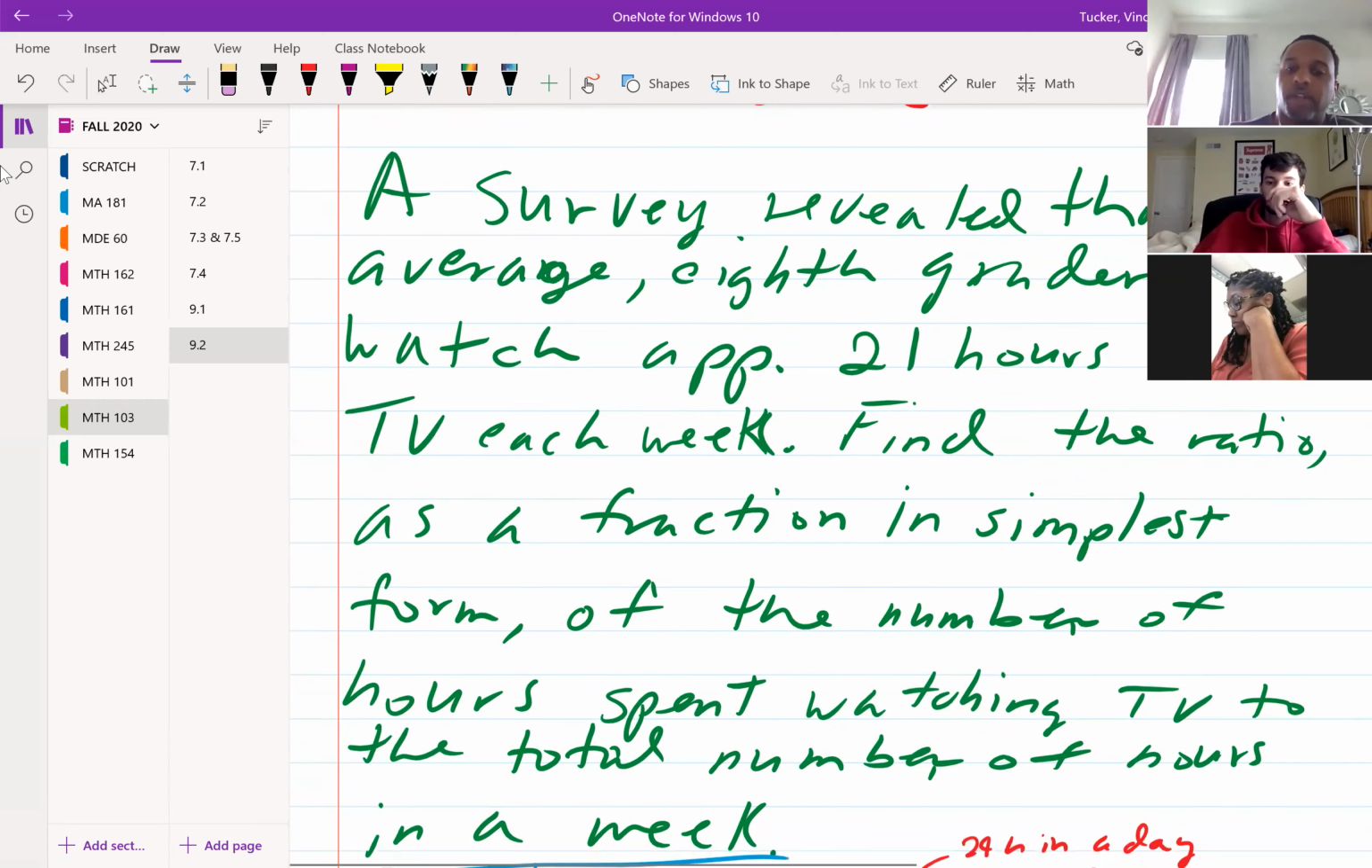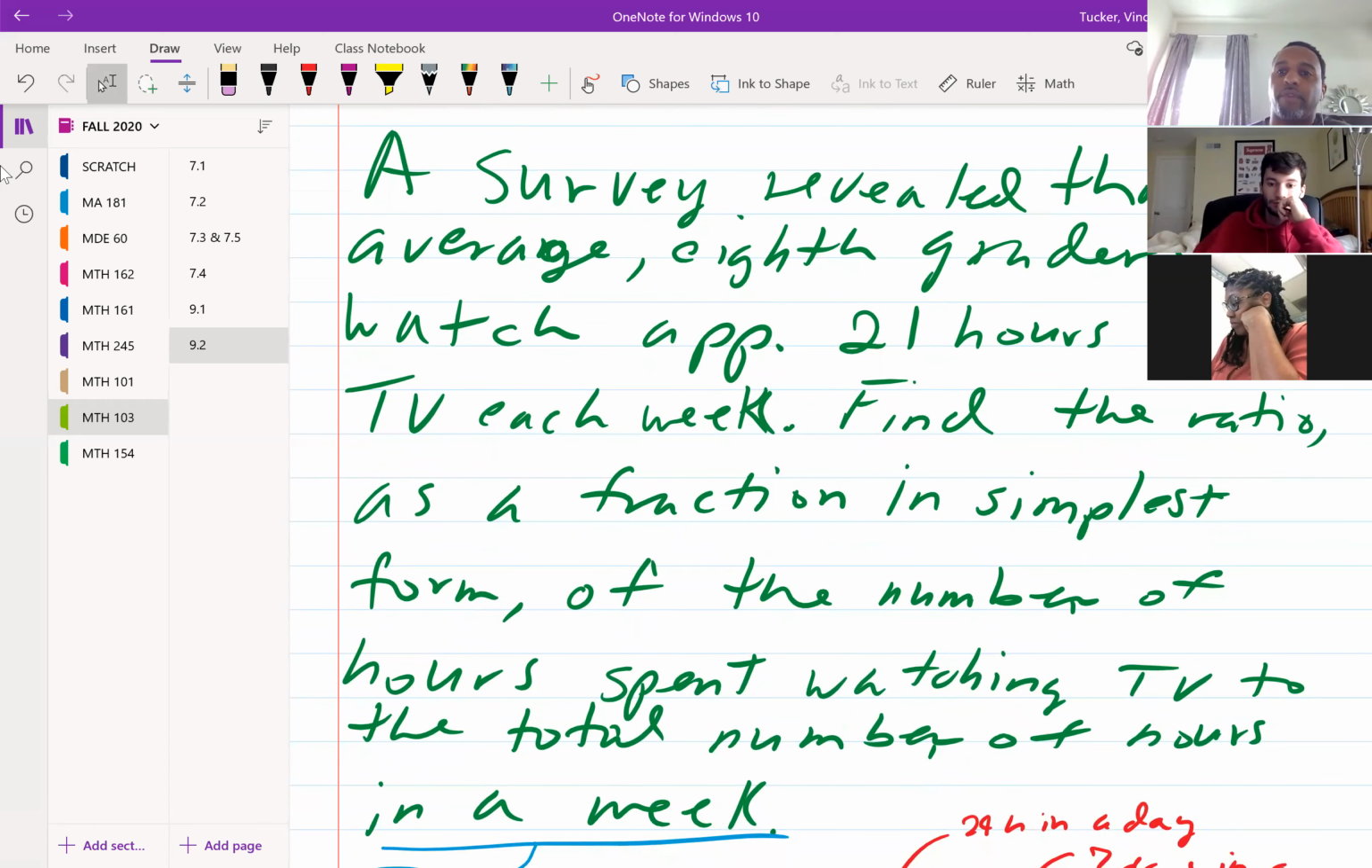So a survey revealed that on average, eighth graders watch approximately 21 hours of TV each week. Find the ratio as a fraction in simplest form of the number of hours spent watching TV to the total number of hours in a week.